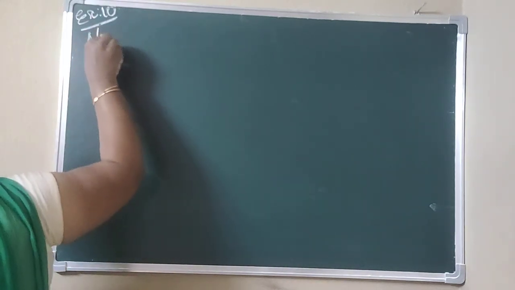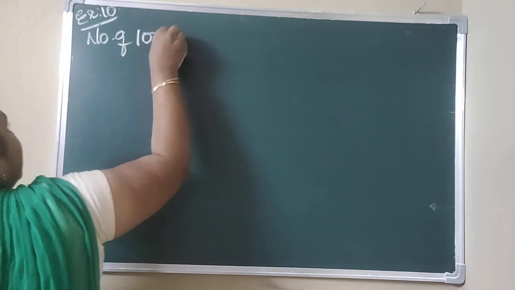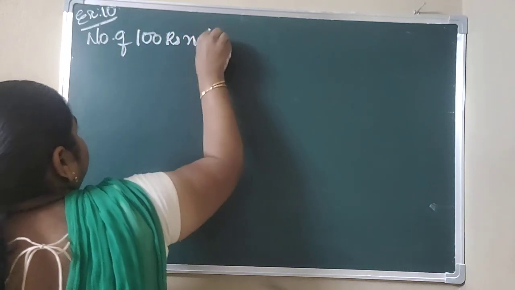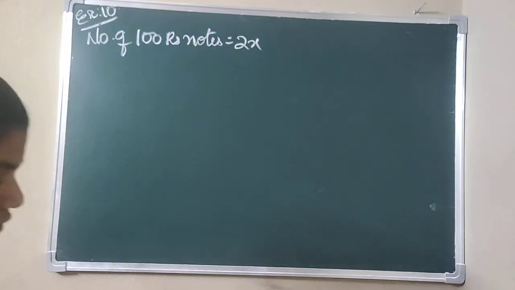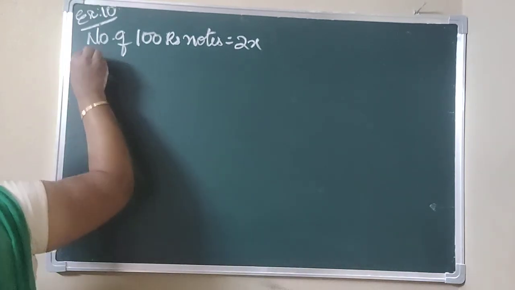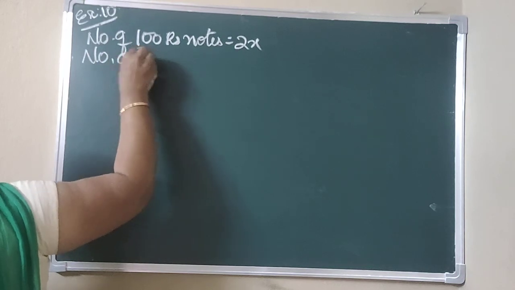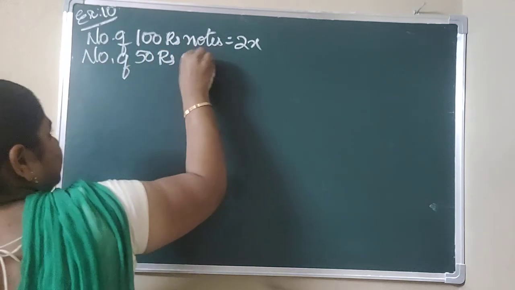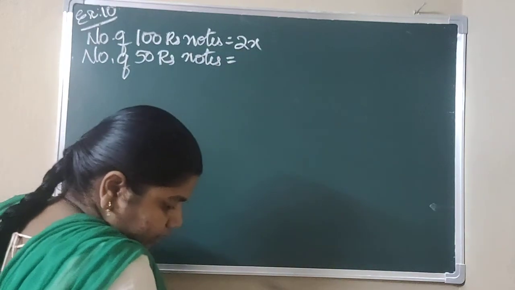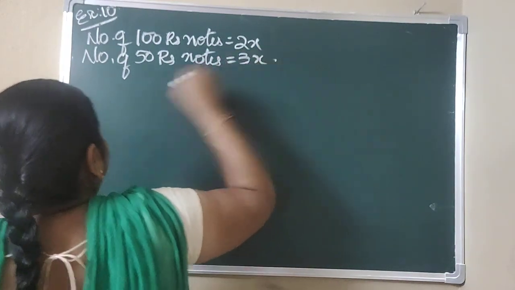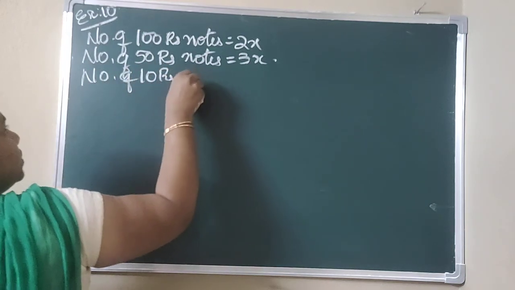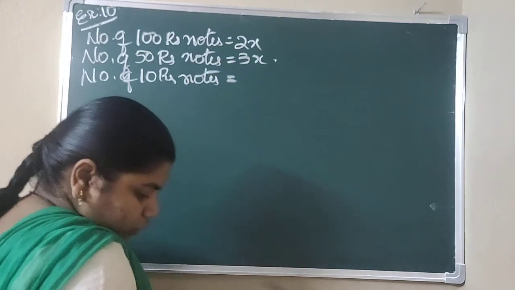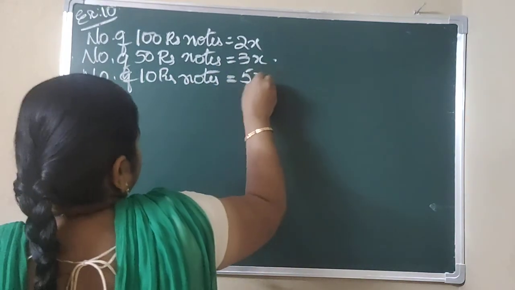So the number of 100 rupee notes, I am taking it as 2x because the ratio of 100 is 2. So the answer will be in the form of multiples of 2. And the number of 50 rupee notes, that is ratio 3, so I am taking it as 3x. And the number of 10 rupee notes, so that will be how much? 2:3:5 means it will be 5x.